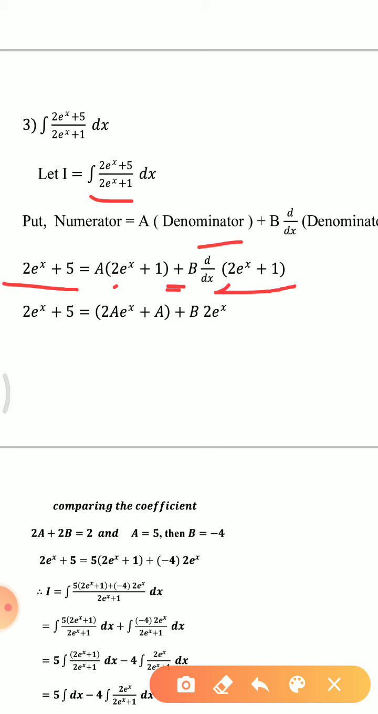Then the LHS is as it is, the left hand side, 2 e raised to x plus 5 is equal to a multiplied by 2 e raised to x, that is 2a e raised to x, plus 1 into a is a, plus b into the derivative of 2 e raised to x plus 1, that is e raised to x multiplied with 2, that is 2b e raised to x, and 1 is a constant so its derivative is 0. The remaining is 2b e raised to x here.